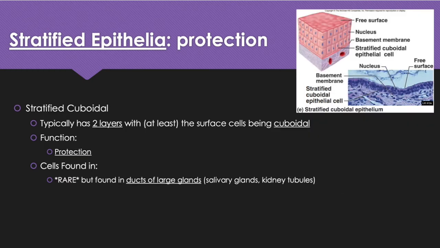Next, again for protection, stratified cuboidal. So multiple layers, usually at least 2 layers thick. The surface cells are, in this case, a cube shape or cuboidal shape. Again, the function here is protection. This kind of tissue is very rare in our body, but we would find it in the ducts of large glands, such as your salivary glands and the tubules in your kidneys.